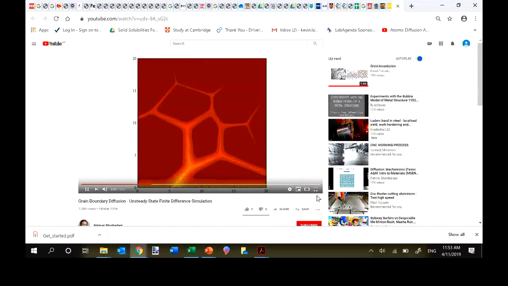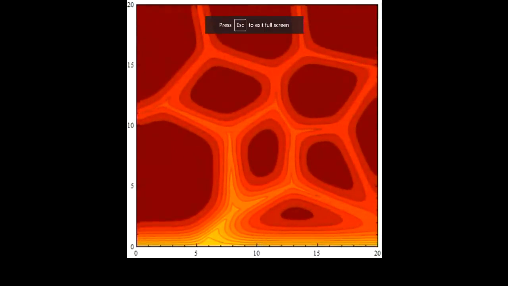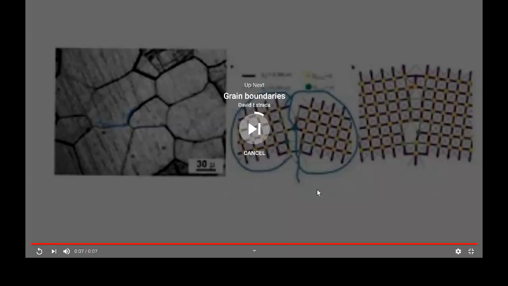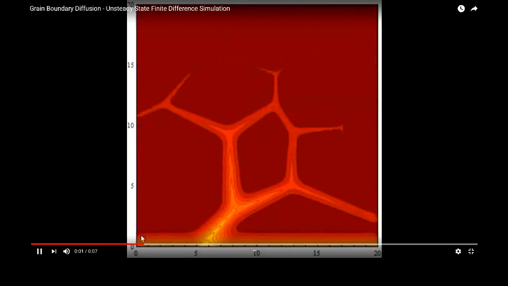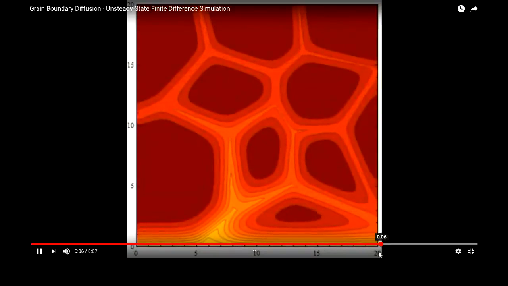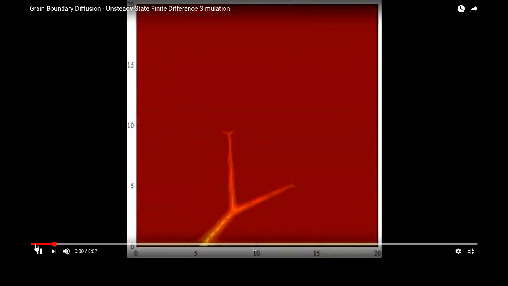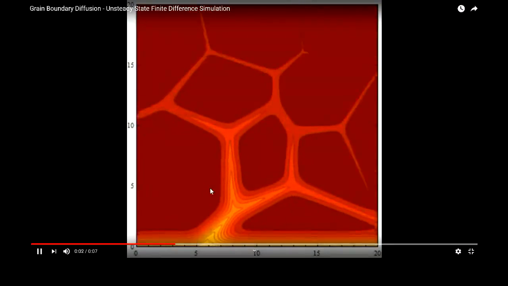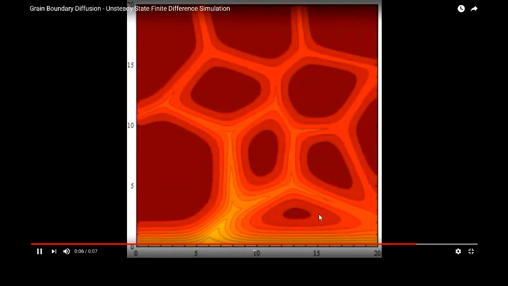Okay, so this is just a simulation of diffusion along grain boundaries. Again, we can use our fundamental equations. Start again. From a surface condition with 100% diffusant, which is noted by yellow, we see how the material over time diffuses along those grain boundaries and then progressively into the core of our grains.